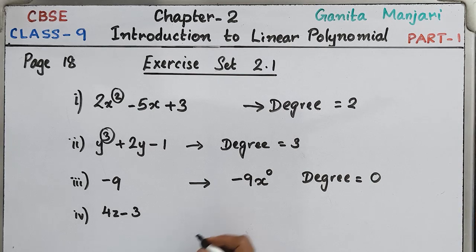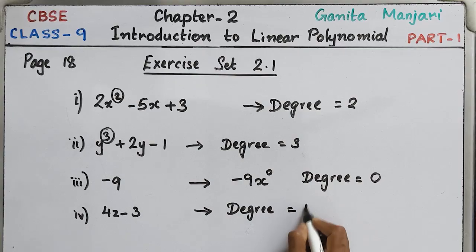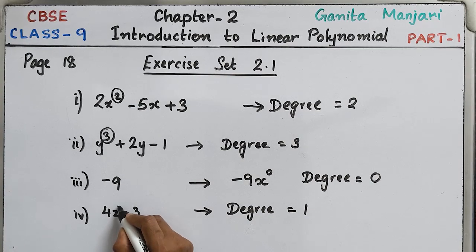Here the fourth is z minus 3. It is a linear polynomial because the degree is 1. Here it is not mentioned but z means z raised to 1. So 1 is the degree of this polynomial.